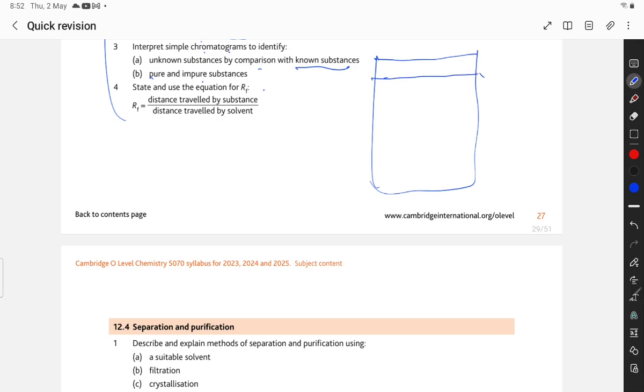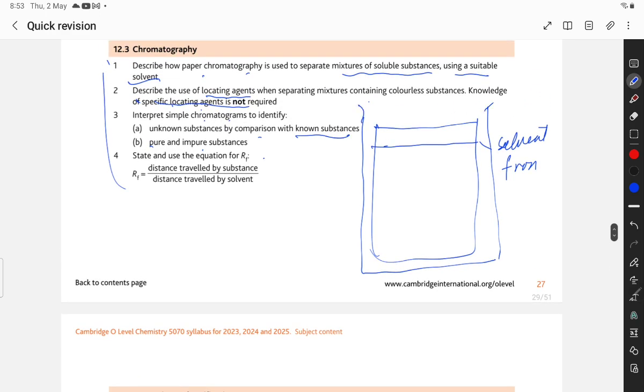This is the solvent front. It is placed in a beaker and covered with a lid. This is the lid, this is the solvent front, the baseline. This is the solvent level, and the baseline is drawn with a pencil. For example, this is a mixture, and these are pure dyes, red and blue. If red is parallel to this, it means red is present. If blue is not parallel, it means blue is not present.